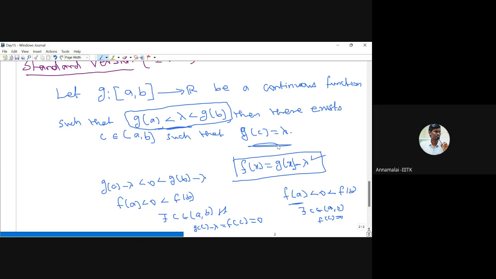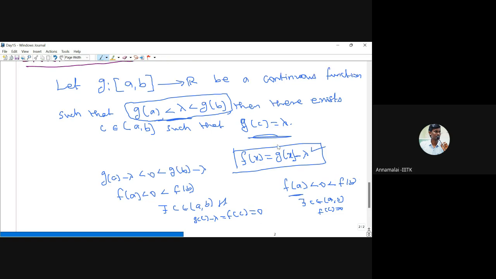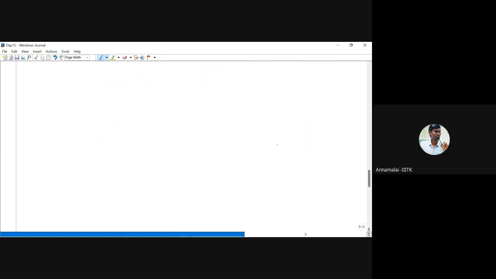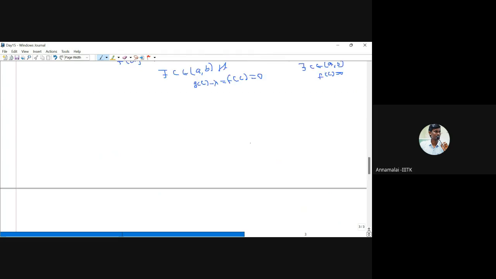Any doubt in this? Okay. Now, there are some applications of this intermediate value theorem. So, intermediate value theorem applications. So we discuss some examples.